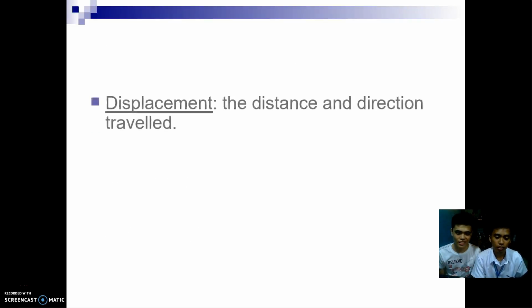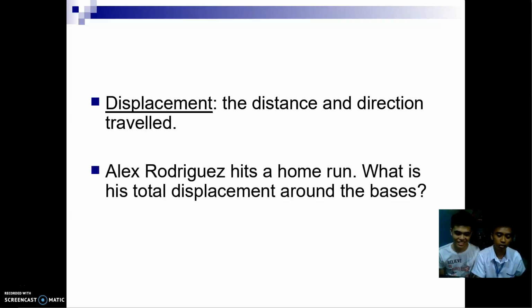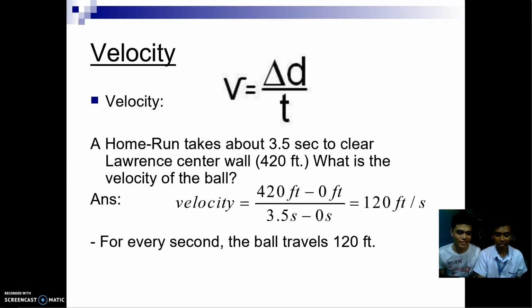First is displacement. Displacement is the distance and direction traveled. Alex hits a home run. What is his total displacement around the bases? So the answer is 0. And next is the velocity. The formula for getting the velocity is displacement over time.